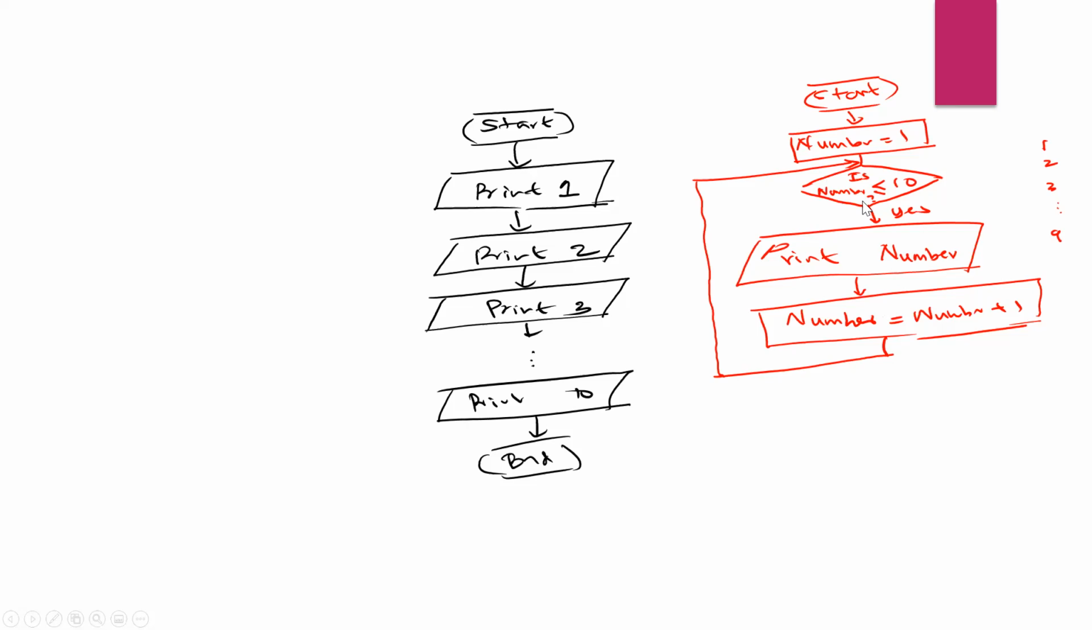You go here. Number is 10. Is 10 less than or equal to 10? It's equal, yes. You print 10. 10 plus 1 becomes 11. Next time you check whether 11 is less than or equal to 10. Greater than. No, right? So that means you will come out. If it is no, then you come out from here and you go to end.